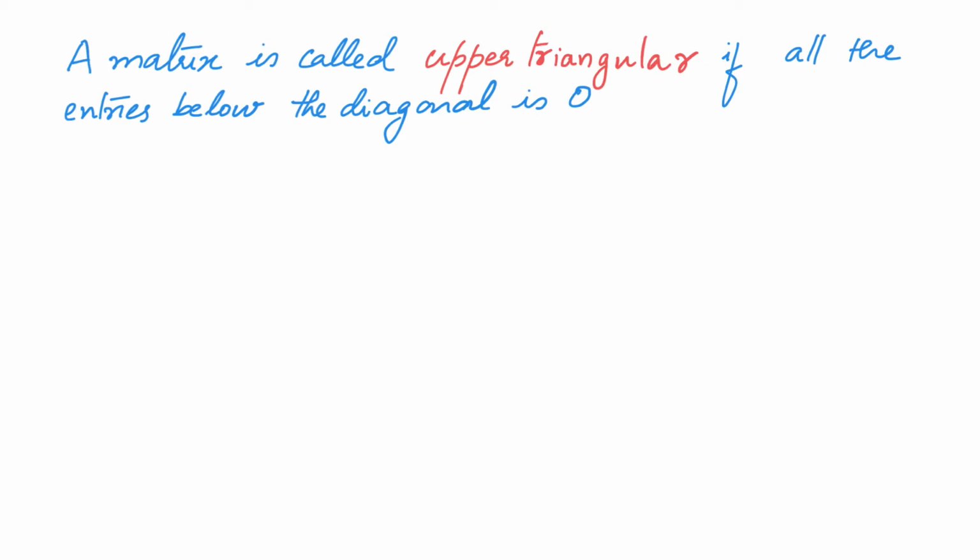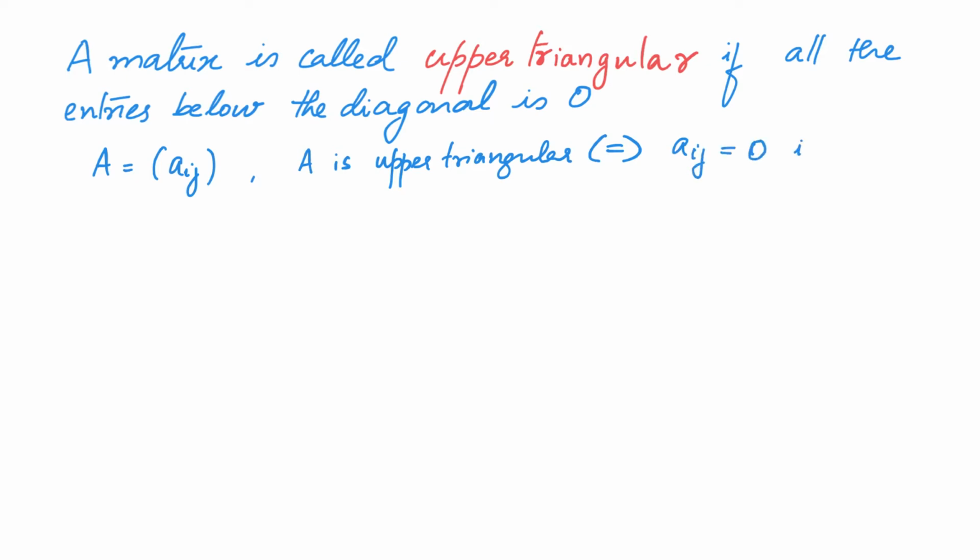Let us see what an upper triangular matrix is. A matrix is called upper triangular if all the entries below the diagonal are 0. More precisely, if A is a matrix with entries Aij, then A is upper triangular if and only if Aij is equal to 0 if i is strictly greater than j.